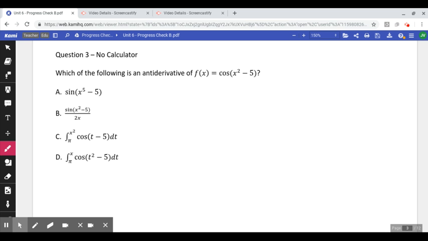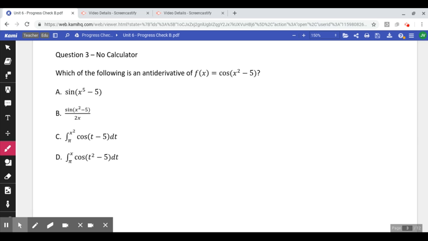In this example, we want to know which of the following is the antiderivative of f of x equal to the cosine of x squared minus 5. To do this, we're going to use the fundamental theorem of calculus to help us out. And you can also run through each one to see if you have the correct antiderivative.